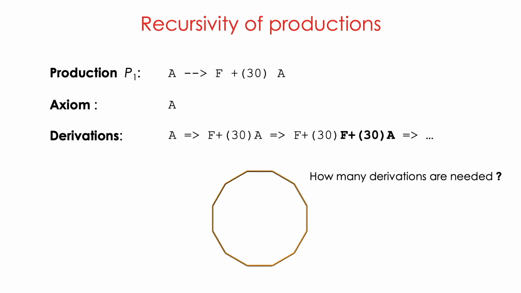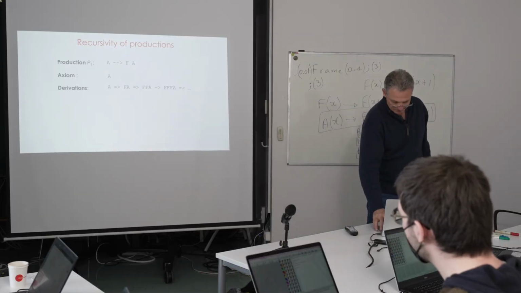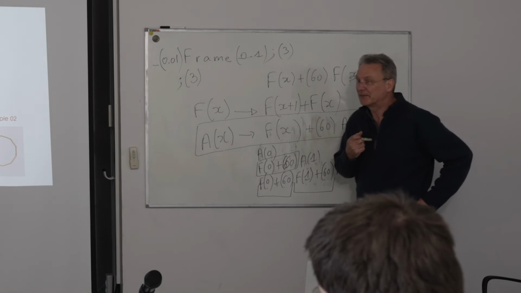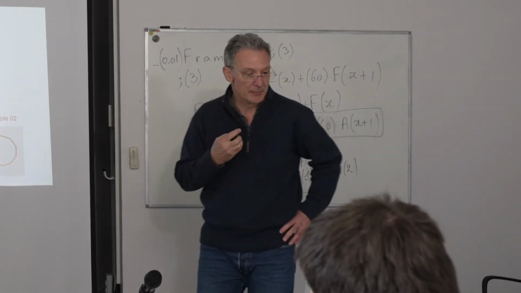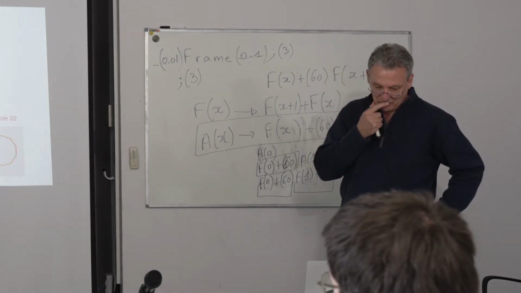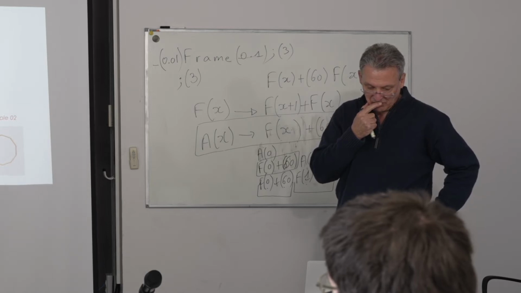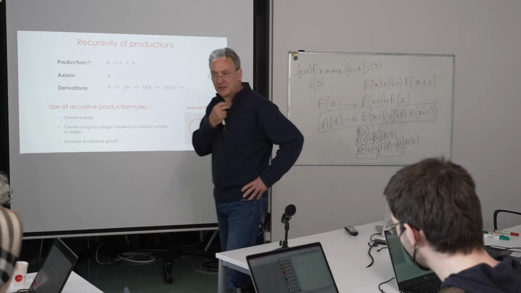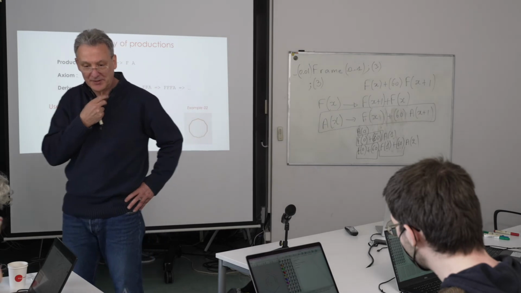So would you like to try? I think this is one example, example number 2, where you can reuse this recursive way of producing shapes, but to make a circle and not a spiral, and see what the constraints of making this are. Again, you can take a couple of minutes. And then you are almost in a position to simulate the development of Anabaena as I was presenting in the morning.